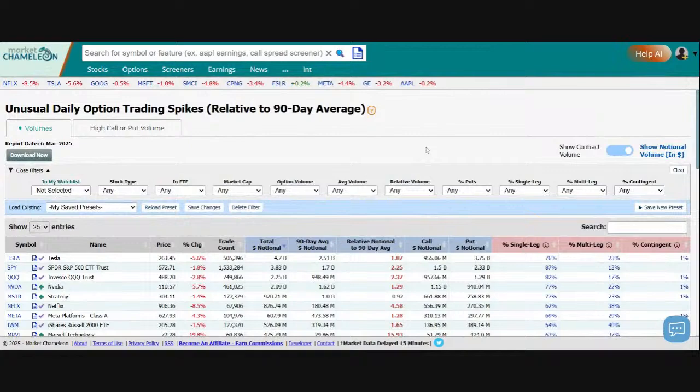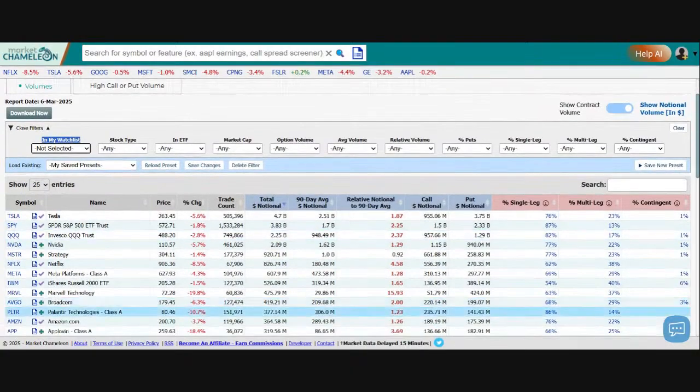And it could be just a starting point to narrow down the stocks that you're looking at. You can also screen by your watch list. So if you have a watch list, you could drop this down, pick the name, and then it'll screen out the symbols in your watch list.